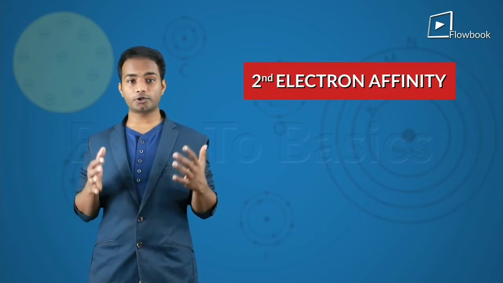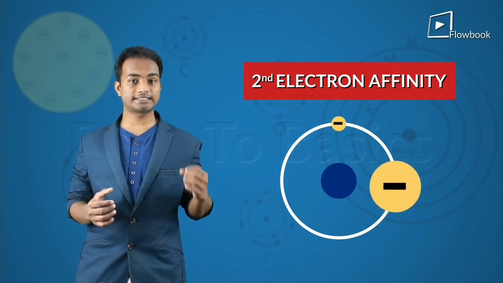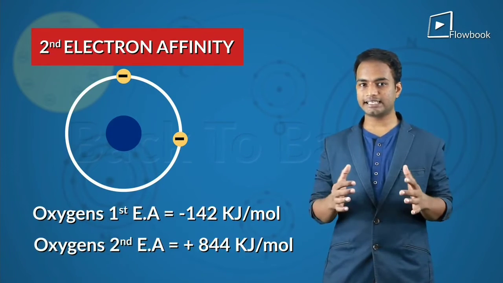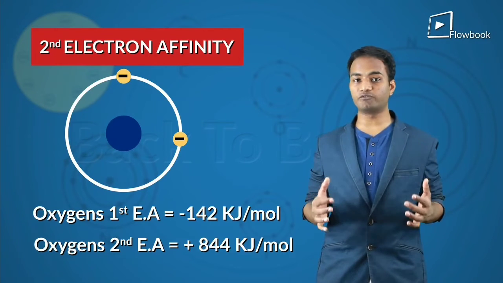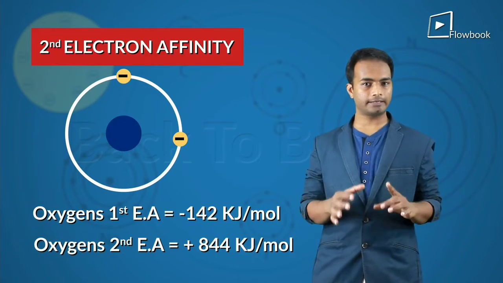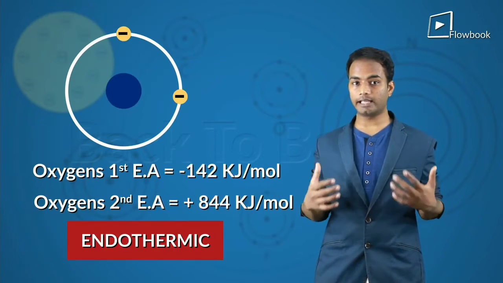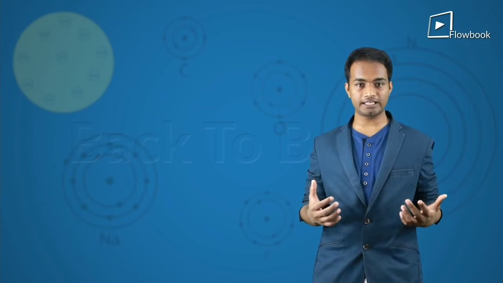The second electron affinity of an atom is the energy required to stuff a second electron into the atom. Now, if you can see here, the oxygen's second electron affinity is plus 844 kilojoules per mole. That means this is not exothermic anymore. This is endothermic. That means it comes with an absorption of energy. Now, what is the explanation for this?